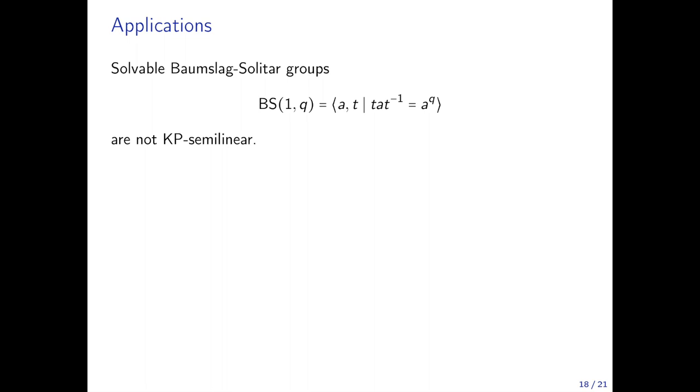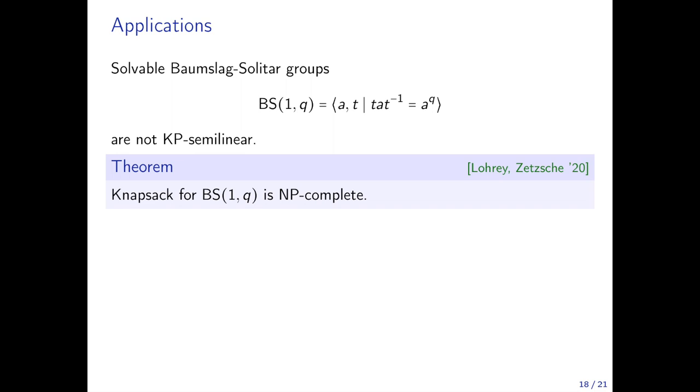Now what about groups where the solution sets are not semilinear? One of these groups are the so-called solvable Baumslag-Solitar groups, BS(1,q). They are defined by the presentation with generators a and t and the defining relation t a t inverse equals a to the q. Still, it's known that the knapsack problem is decidable. In fact, it's in NP.